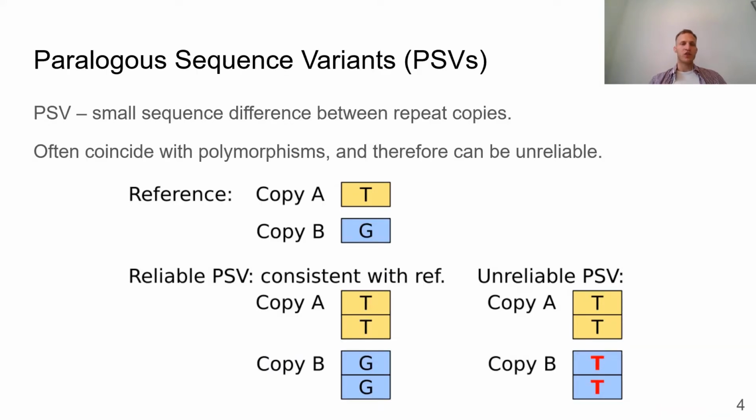One of the useful definitions is paralogous sequence variants, or PSVs, and they are a small difference between repeat copies. The problem is that PSVs often coincide with polymorphisms and can be unreliable.